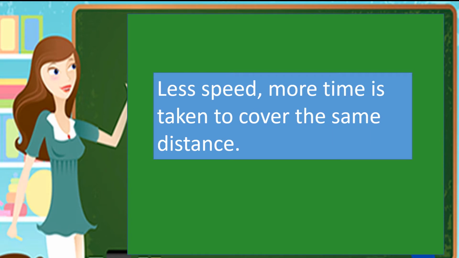Another example is less speed, more time is taken to cover the same distance. So this is an example of inverse variation. Bakit? So less speed, pagbagal mo sa pagdadrive or pagpunta sa isang lugar, ay mas mahabang oras ang iyong magugugol. Kaya siya ay inverse variation.